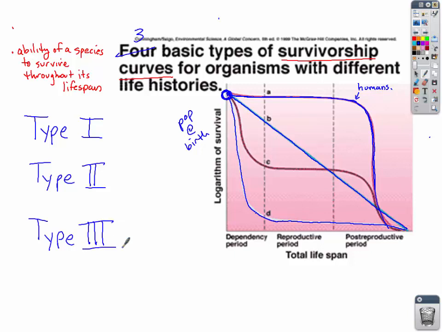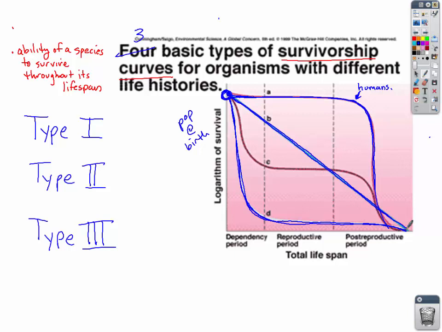Okay, so Type 1 is this first one, where most survive and live a long life, and then you have this huge die-off. Humans are an example of that. The Type 2 is the steady rate of decrease throughout their life. And Type 3 is an example of a species where there's a lot born, but most of them die, and then those that survive will live their lifespan, and you have a die-off at the end.